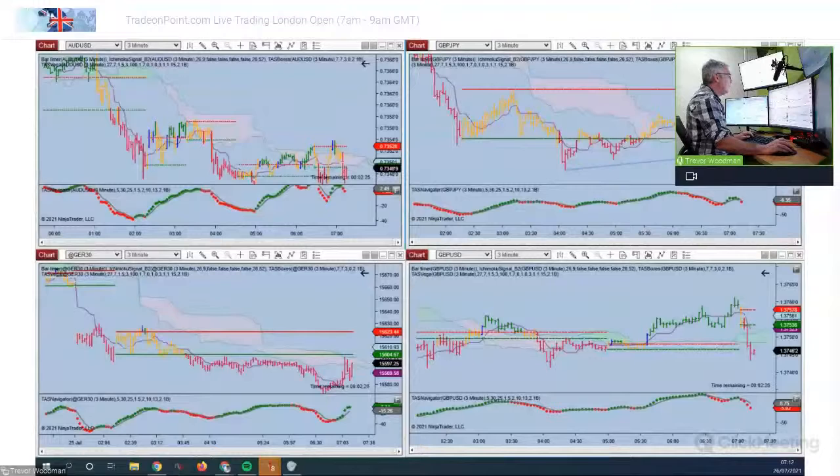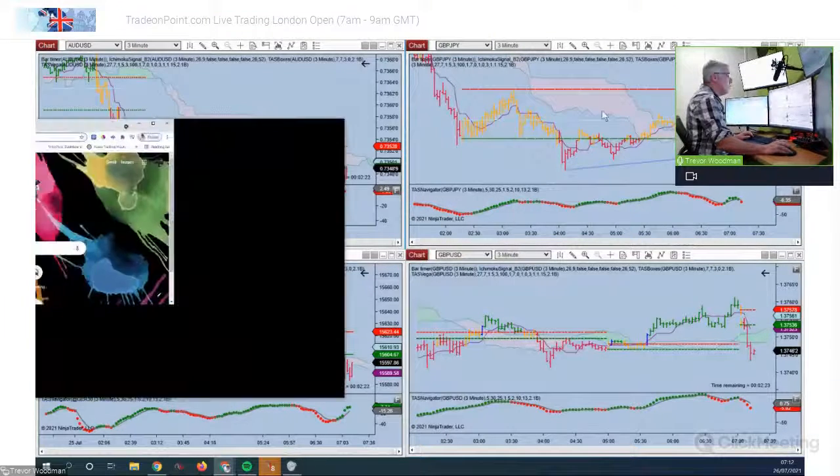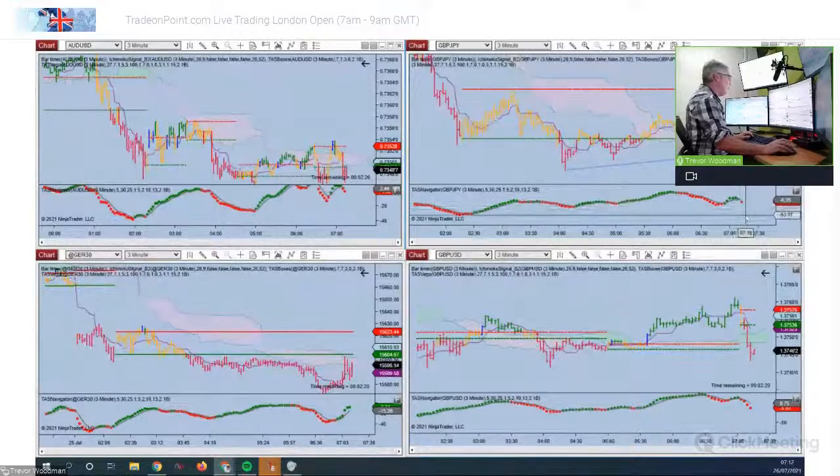So the pairs that I've chosen: currently the Aussie dollar is quite volatile, pound yen is always volatile, and the pound dollar. Pound dollar and pound yen will sort of follow each other. I had a look at the euro yen, but I prefer to trade the pound dollar, and that's because we trade the London Open, so the pound certainly will move.